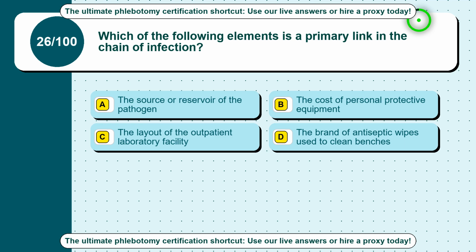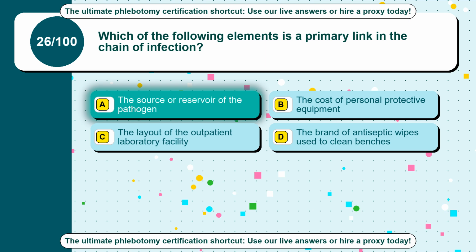Question 26. Which of the following elements is a primary link in the chain of infection? Option A, the source or reservoir of the pathogen. Option B, the cost of personal protective equipment. Option C, the layout of the outpatient laboratory facility. Option D, the brand of antiseptic wipes used to clean benches.